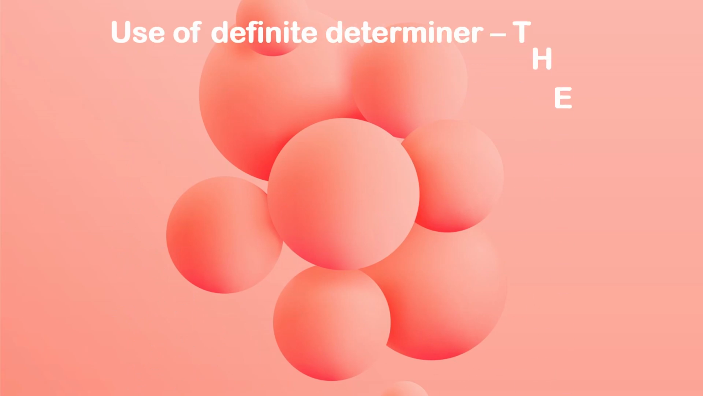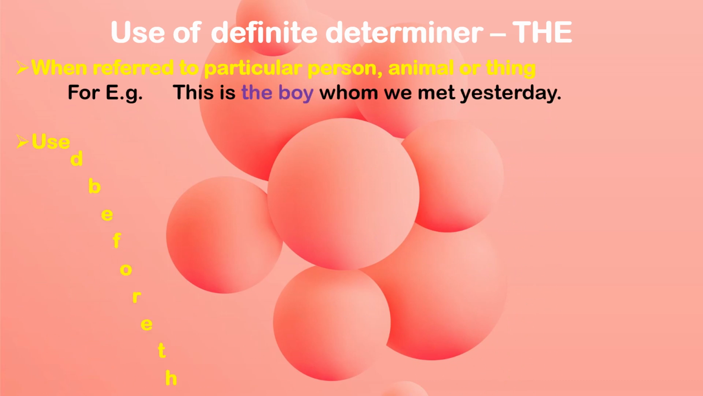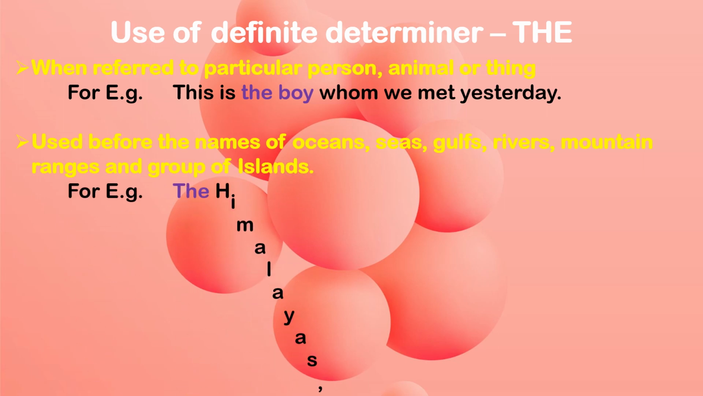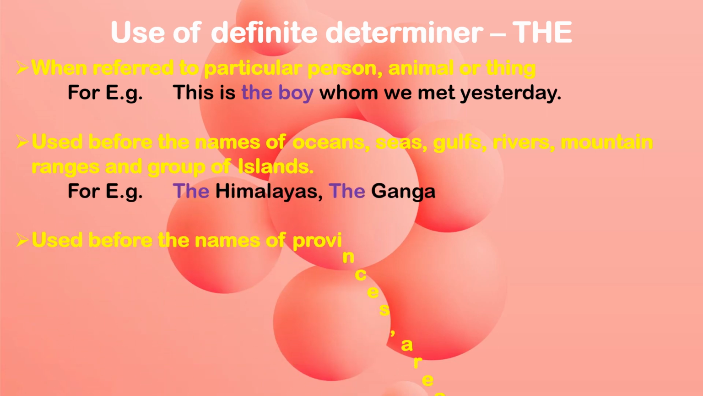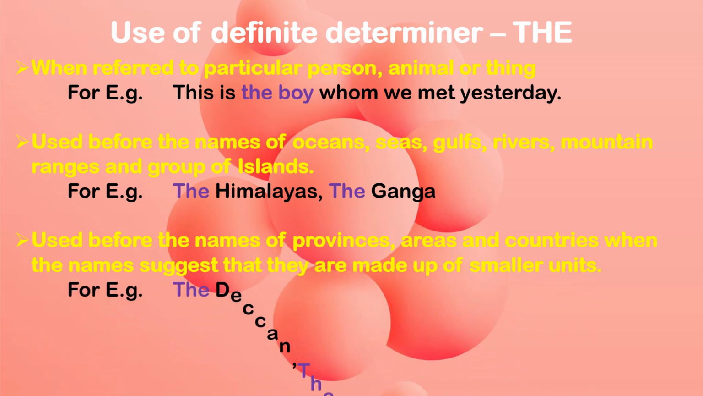Use of the definite determiner "the". So a and an are indefinite, meaning they are not given for a particular person or place, but the definite determiner is used for a particular thing or place, when referred to a particular person, animal or thing. So when we use "the", it refers to a particular person you know, that animal you know, and that thing you know. Then only we use the word "the".